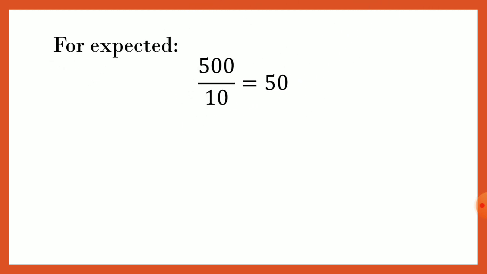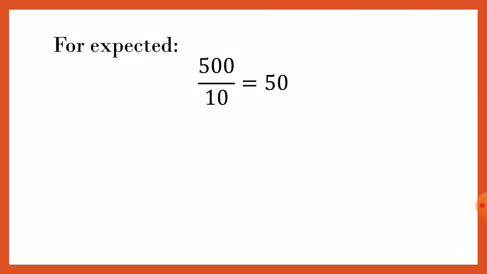For expected, we need to divide the total observations by the total ratio. So all in all, we have 500 nuts. Sorry, we have 500 nuts, then divide it by the total ratio. So we have 10. 4 for peanuts, 3 for hazelnuts, 2 for cashews, and 1 for pecans. That is equal to 50.